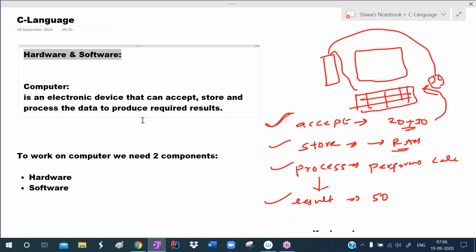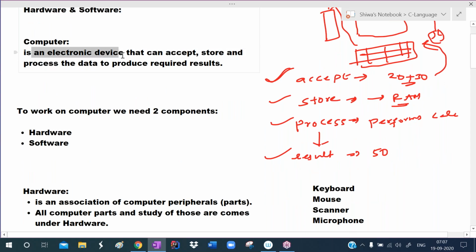In the previous class, we discussed what is hardware and what is software. In today's session, I will explain what types of software there are. How many types of software are there? What are those? Those things I will explain in today's class. Listen carefully here. So, computer means what?